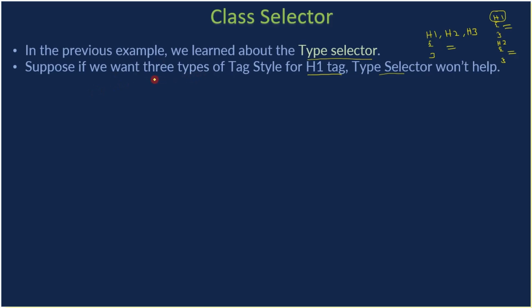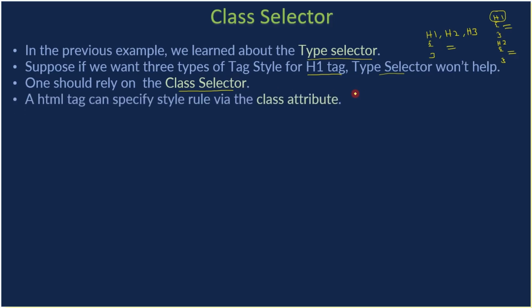Suppose we want three types of tag style for the h1 tag itself. The type selector won't help here. Why? Because here you can specify a rule for a specific tag, right? For h1 itself, it's not possible to specify three different styles. So one should rely on the class selector in this case.